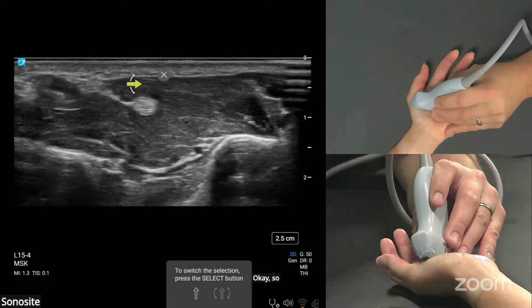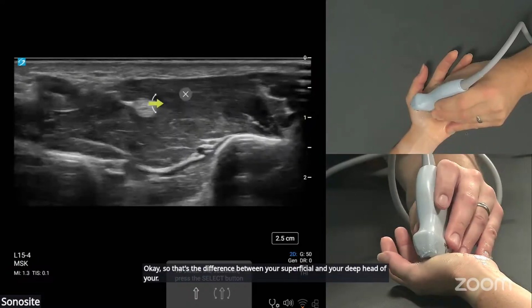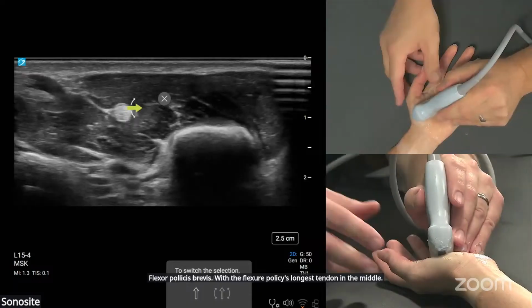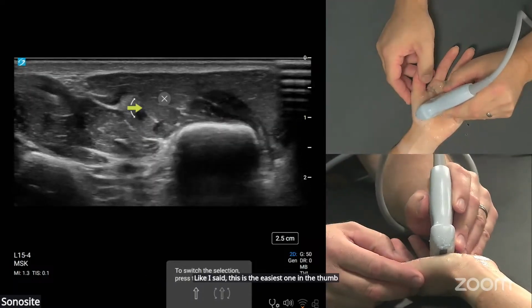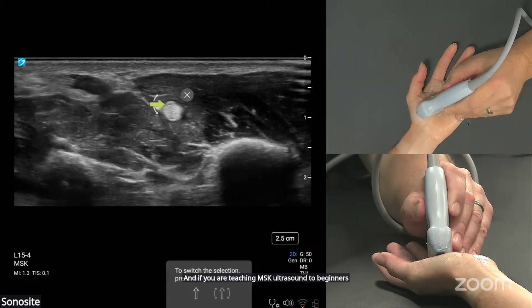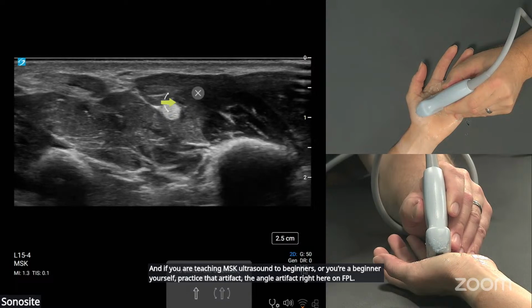Okay, so that's the difference between your superficial and your deep head of your flexor pollicis brevis, with the flexor pollicis longus tendon in the middle. Like I said, this is the easiest one in the thumb, I think the most fun. And if you are teaching MSK ultrasound to beginners, or you're a beginner yourself, practice that artifact, the angle artifact right here on FPL, because it's such an easy tendon.